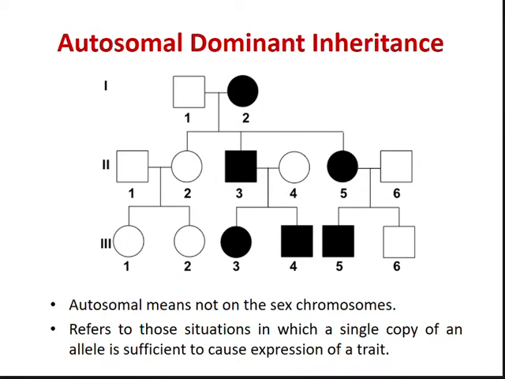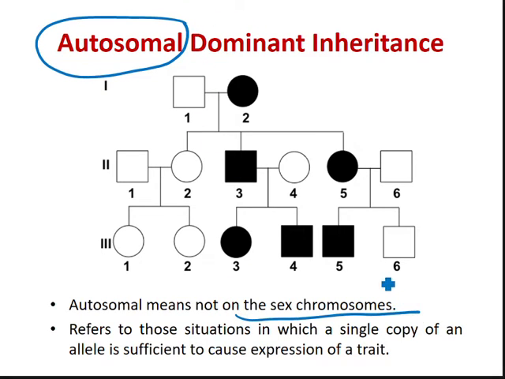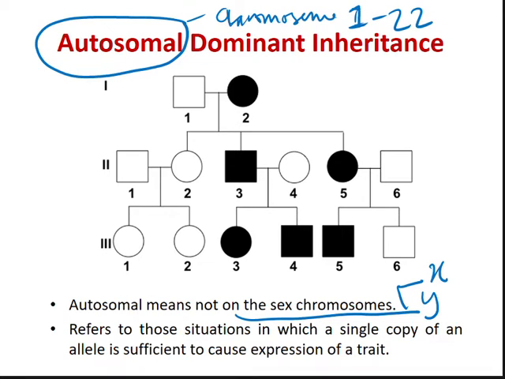Now, what is autosomal? Autosomal means these are genes or chromosomes that are not the sex chromosomes. You know sex chromosomes, we have the X chromosome and the Y chromosome. So this can be chromosomes 1 until chromosome 22.